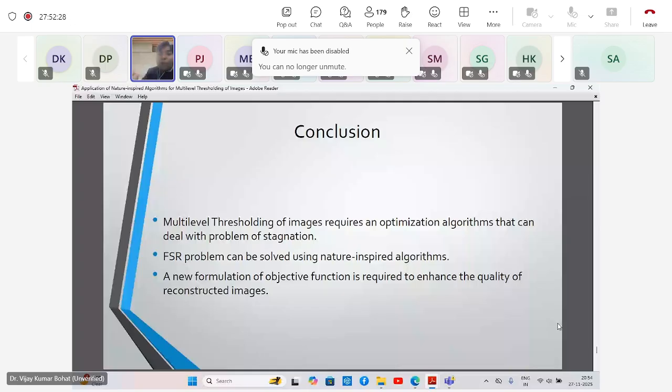Okay. So in the conclusion, I can say that multi-level thresholding of images requires an optimization algorithm that can deal with the problem of stagnation. The phase superposition problem can also be solved using nature-inspired meta-heuristics. With the new formulation of the objective function, we can have better constructed images.